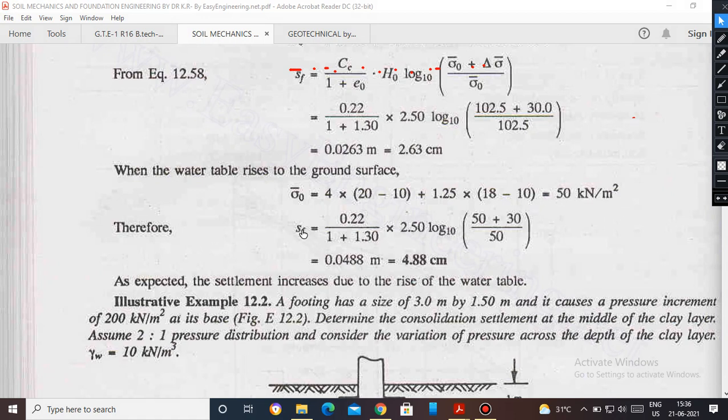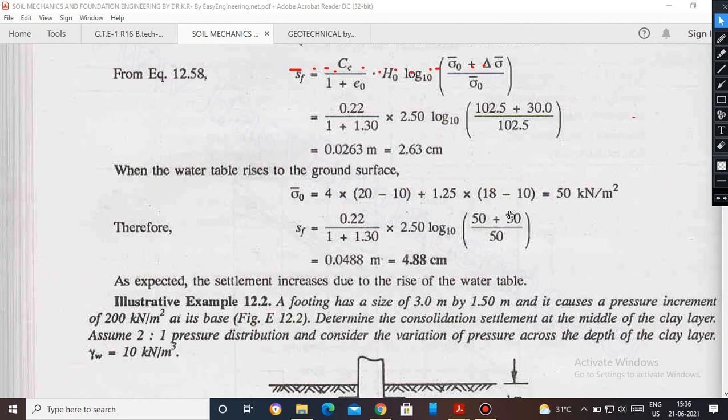Therefore, the final settlement SF equals CC, that is 0.22, divided by 1 plus e naught, that is 1 plus 1.30, into H naught, the thickness of the clay layer, 2.50, into log base 10.